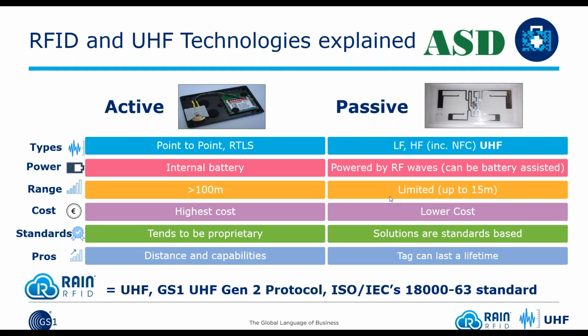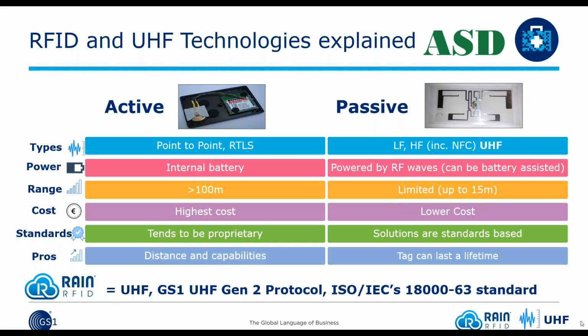So to summarize, the pros on the active tag side is the read range. You're looking at encroaching on the GPS, that sensor type of thing, and obviously because of the structure or form factor of the active tag, it allows for rugged environments.